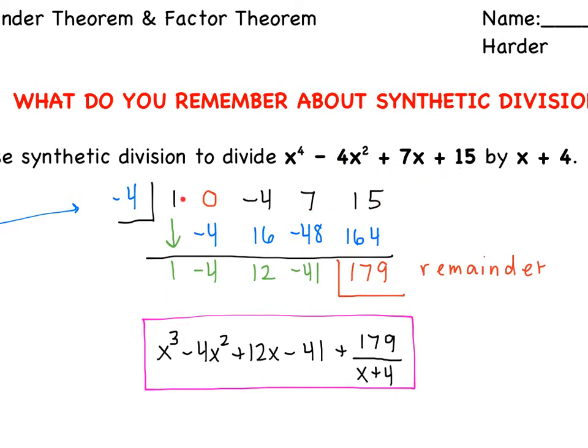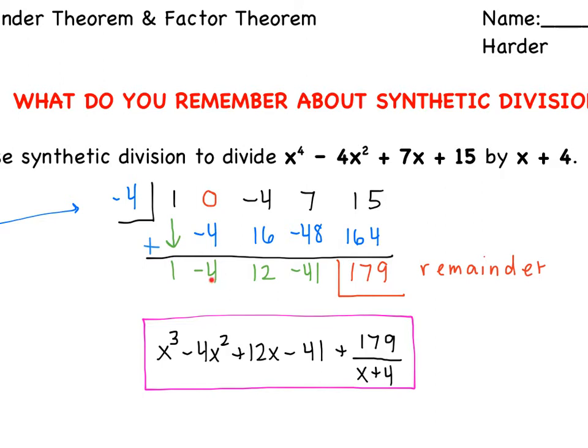So remember, the first thing we do, whatever this value is here, is we drop it down. So I put a 1 here. And then what we do is we take this negative 4 and we multiply by 1. And we put it up here. We have this negative 4. Then whatever we're doing on the inside, we always add, okay? So we're going to add these guys. So now we have 0 plus negative 4, and we get a negative 4.